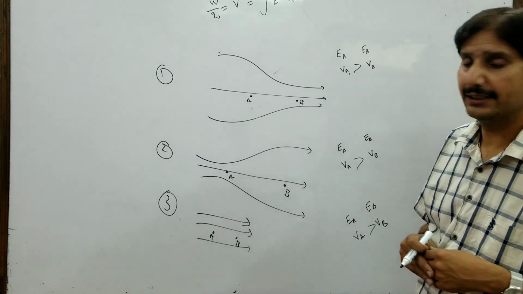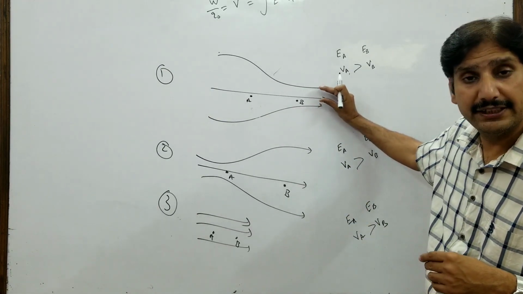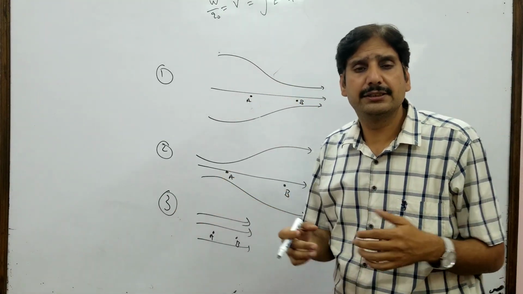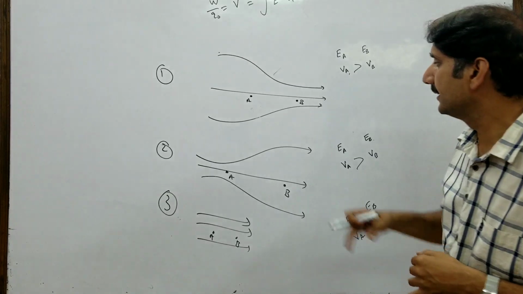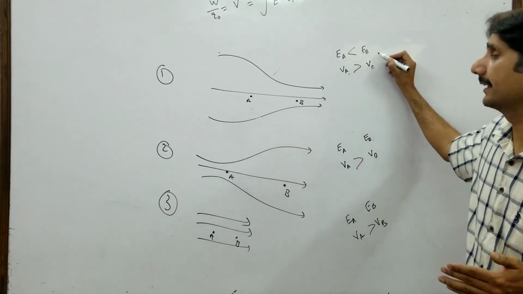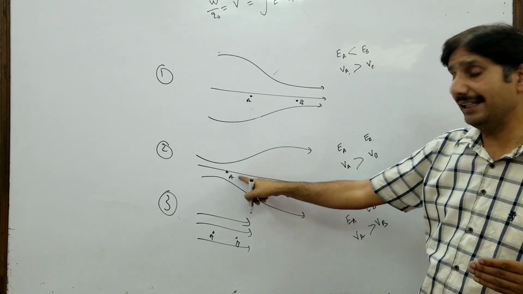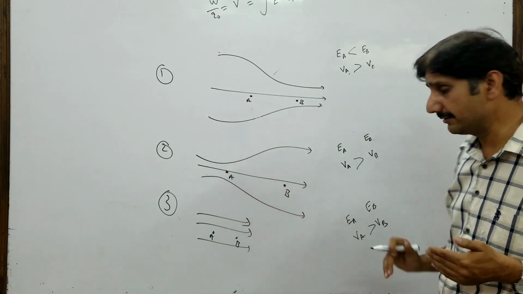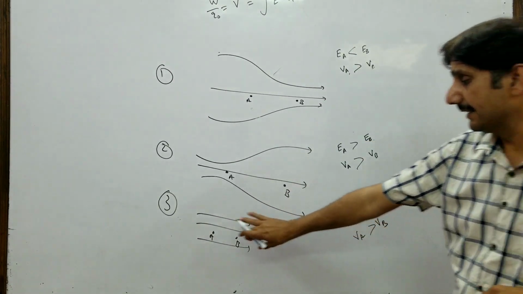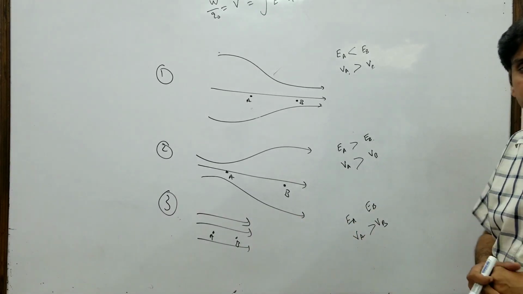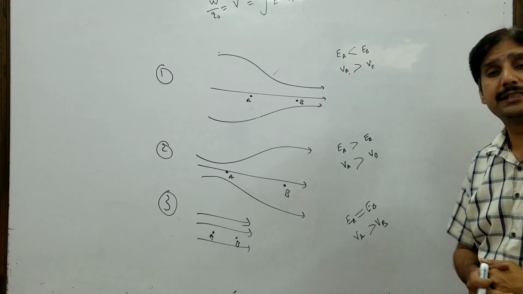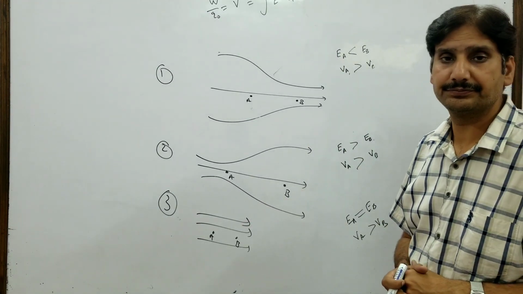But what about electric field? If field lines are crowded, the field is stronger. If field lines are spread out a far distance away from each other, then electric field is weaker. At this point, electric field at A is less than electric field at B. Electric field at A over here is stronger because the lines are crowded, so electric field is greater at A than at B. And in this case, since the lines were uniformly separated from each other, the electric field at A is the same as electric field at B.